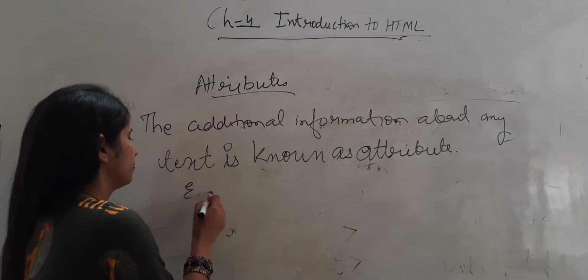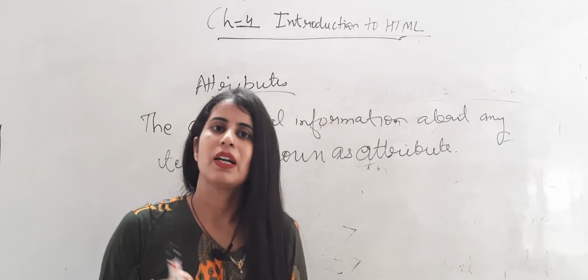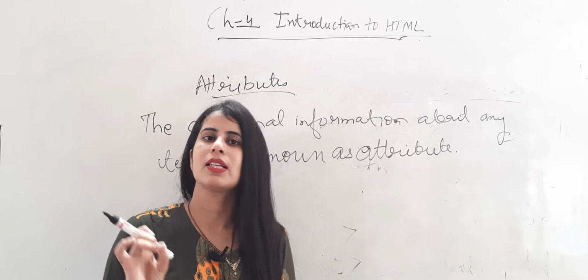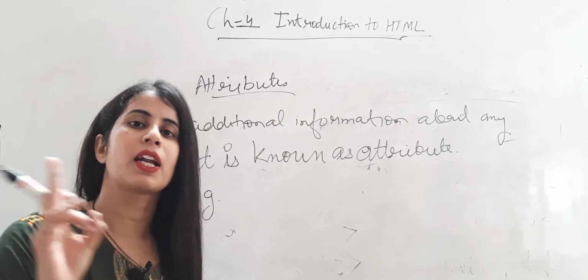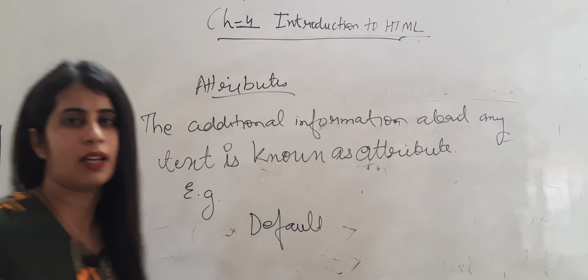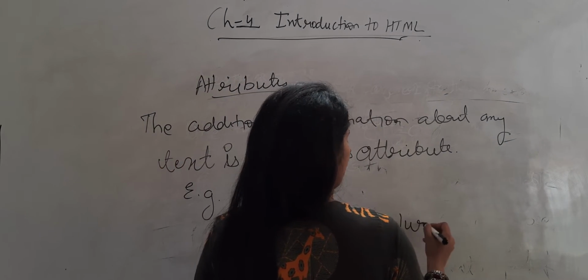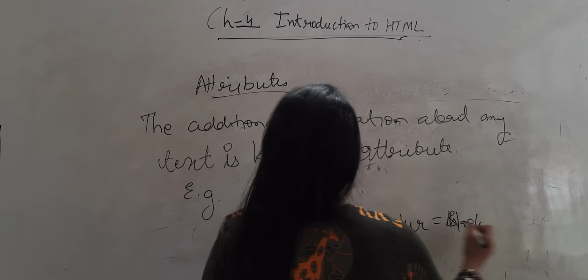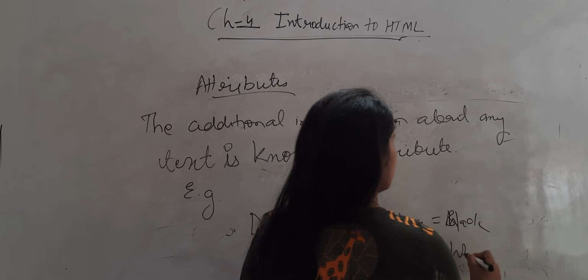Example, suppose I type a text and I want to change its color. Normally, what is the default text color? Default text color is black. Default background color is white. Default means what stays by itself, what is already there. Default text color is black and default BG color, meaning background color, is white.